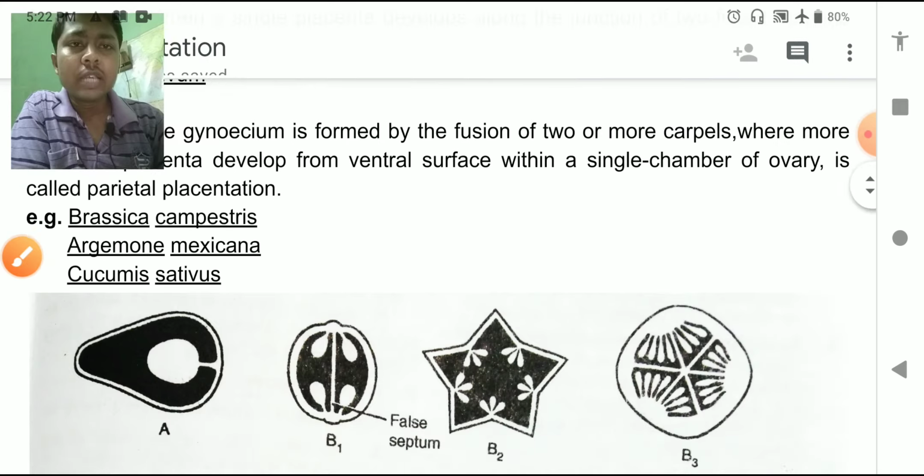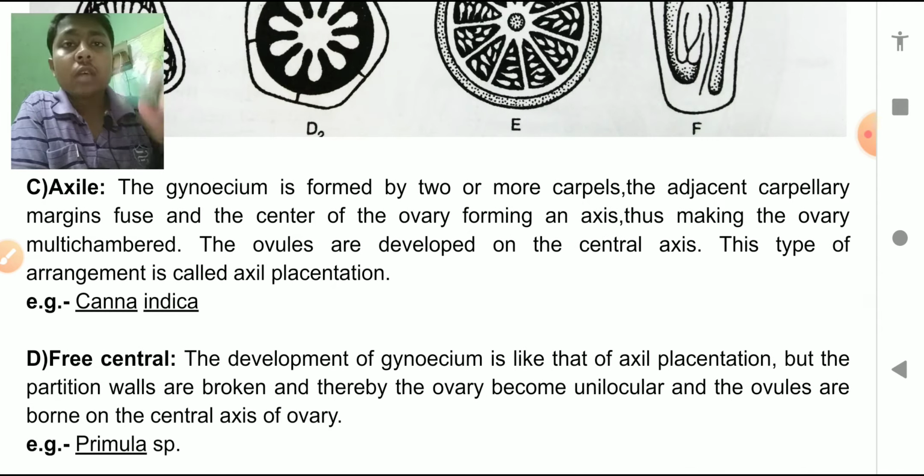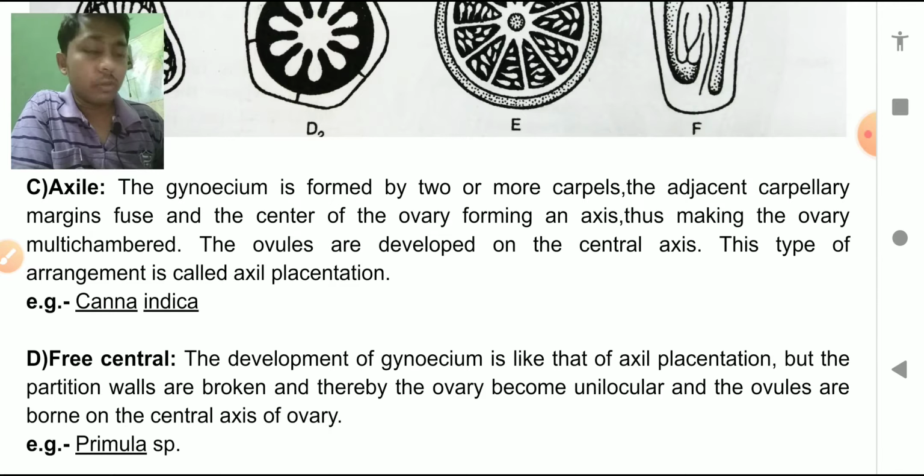Next we talk about the other 4 types. Number 3, or C, is axile placentation. From the name axile, remember axile position. When the ovule develops from the axile position, it is called axile placentation.